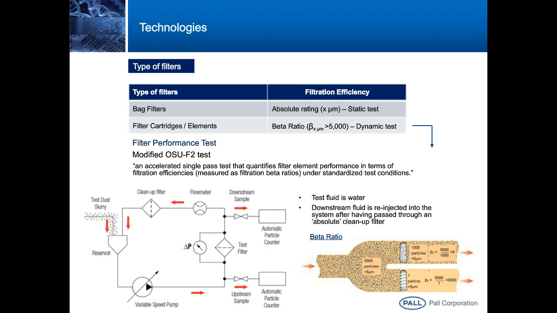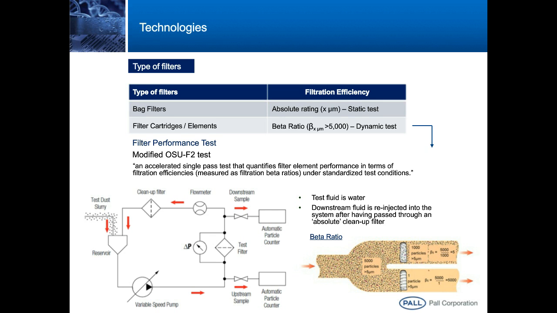To be very simple, I would say that every millisecond the size distribution of the particles is measured upstream and downstream of the filter element. So every millisecond we measure the beta ratio. For process filter elements, the filtration efficiency is usually given at beta 5,000. So we talk about a beta ratio of 1,000 at 5, 20, or 70 micron, for instance.